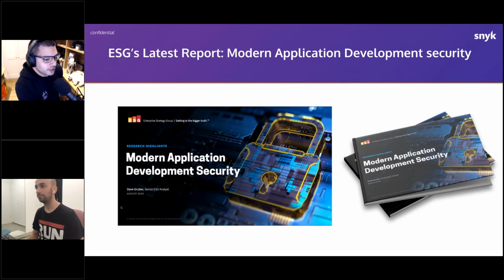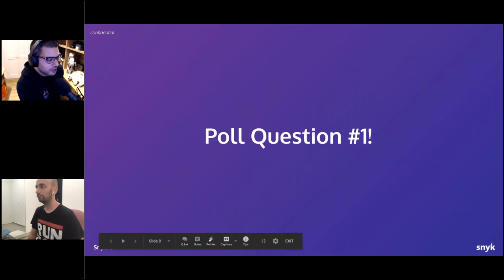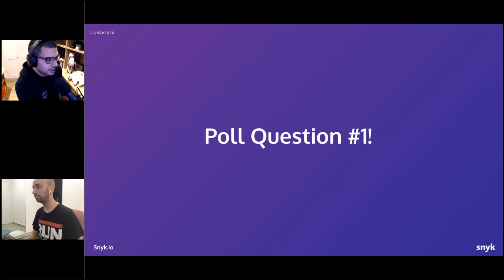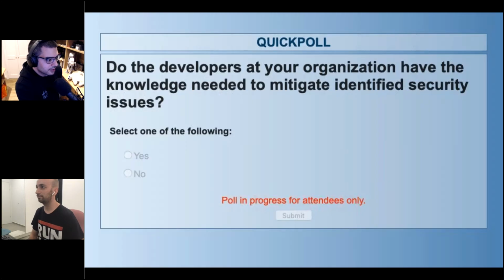So let's jump into our first question, and what I'm going to do is push this poll out to everyone. There we go, I'm launching this poll, so hopefully you'll see a poll. Please do click either yes or no. The question here is: do the developers at your organization have the knowledge needed to mitigate identified security issues? So do you feel your developers in your teams, or you, if you're a developer yourself, have the education and the knowledge to be able to fix security issues?